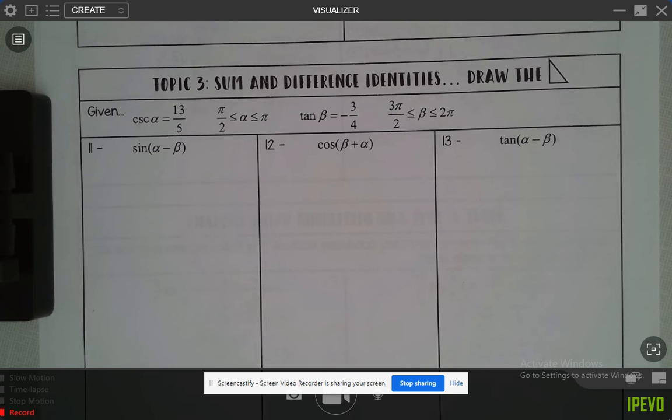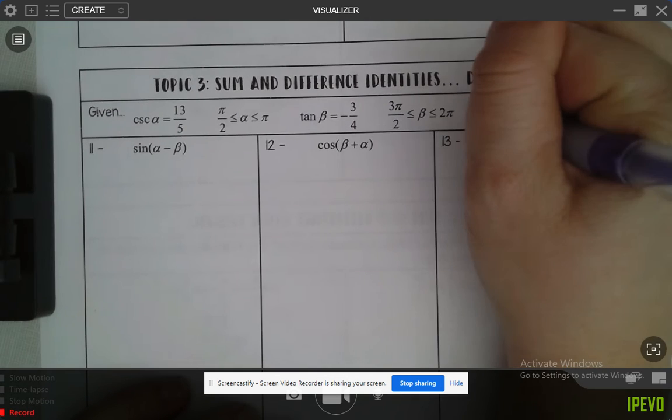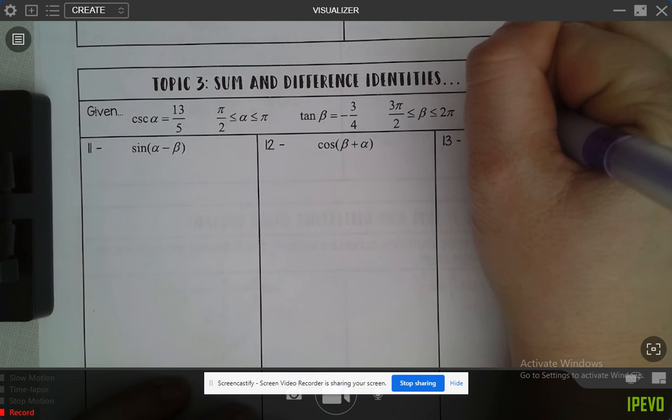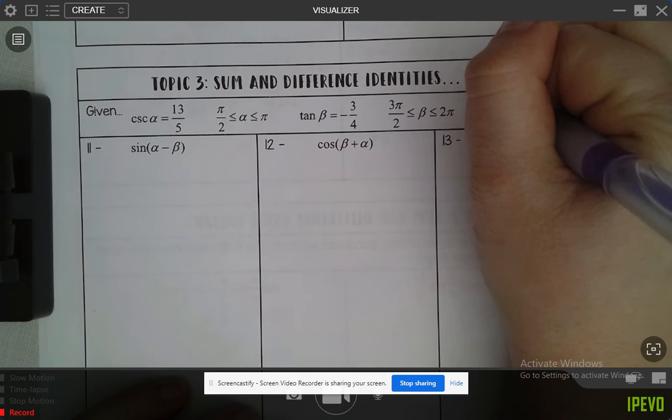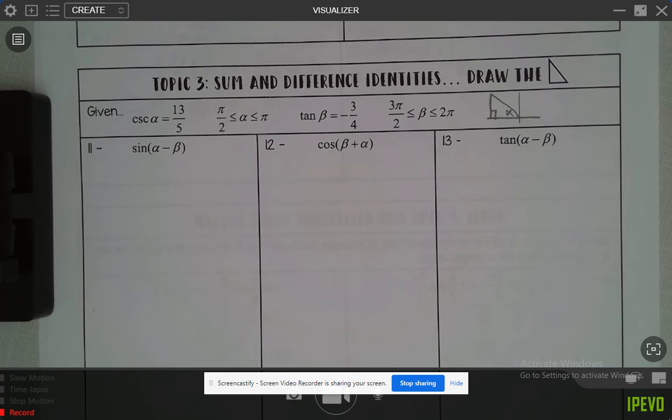Okay, what does it tell me? It tells me the cosecant of alpha is 13 over 5. What else does it tell me about alpha? It's between pi over 2 and pi, which is what quadrant? It's your second quadrant, because pi over 2 is 90 degrees.